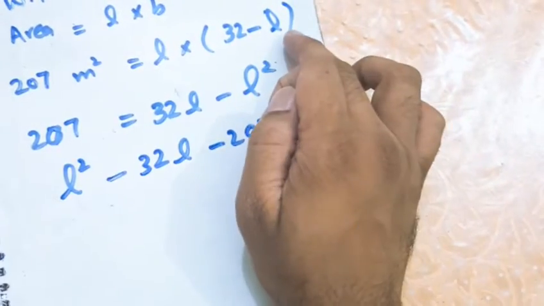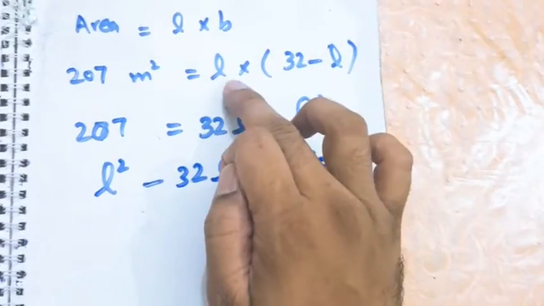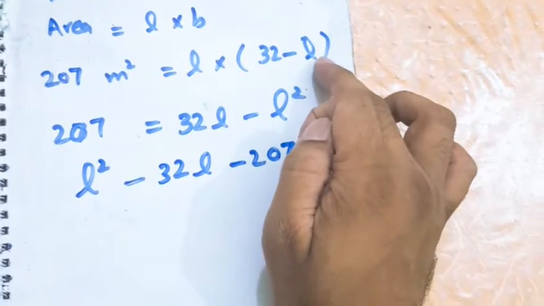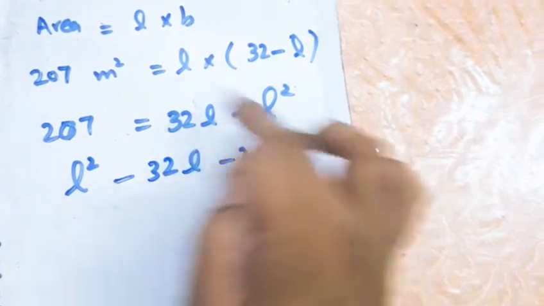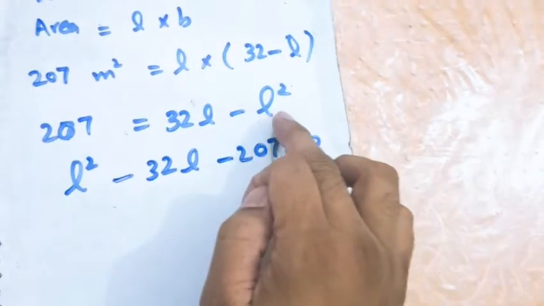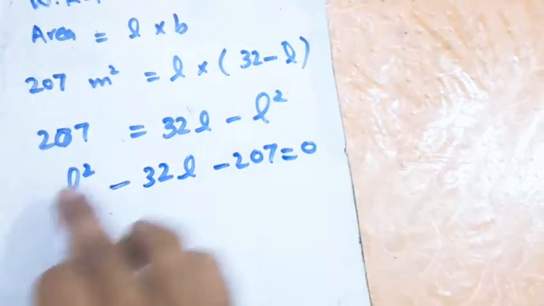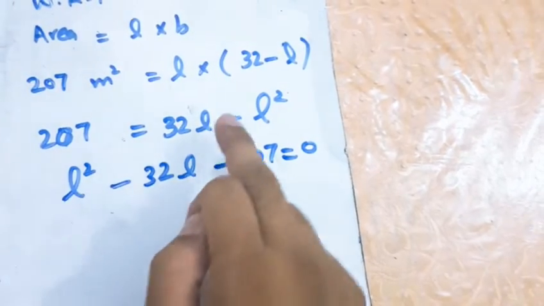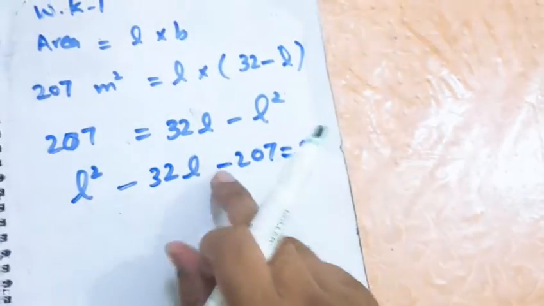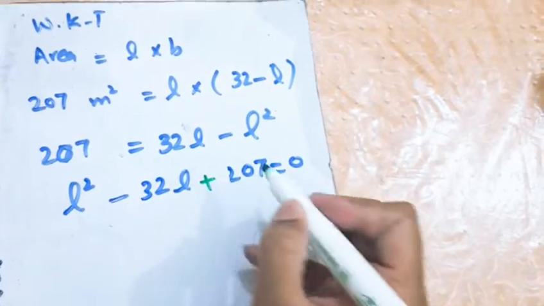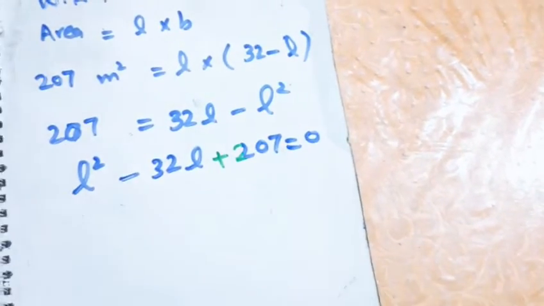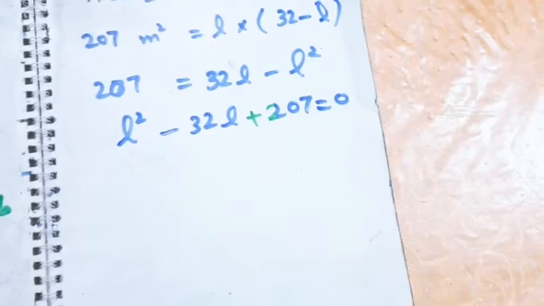L will be multiplied with everything inside the bracket. L will be multiplied with 32, we shall get 32L. L will be multiplied with the L, we shall get L square. 207 as it is. When these things will come here, their signs will be changed. L square will come here, its sign will be positive. 32L will come here, its sign will be negative. 207 is already here, so there will be no effect on its sign. So now we can solve it by the quadratic formula.